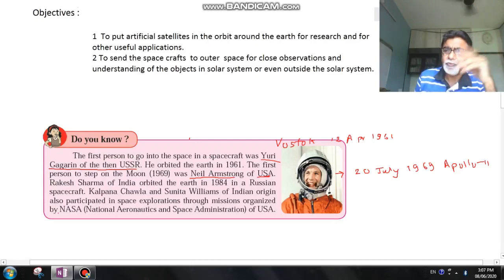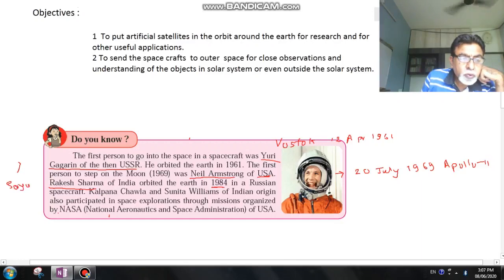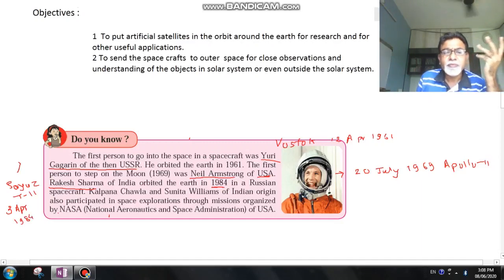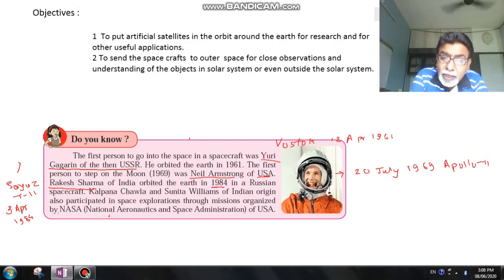Not only foreigners, but our Indian astronaut also went to space, and the first Indian to go to space was Rakesh Sharma. He orbited in 1984 in a Russian spacecraft, and the spacecraft was Soyuz. I am writing here, Soyuz T11, and the date was 3rd April 1984. And with him, again, you know the recent names Kalpana Chawla, Sunita Williams, who are of Indian origin, also explored space.